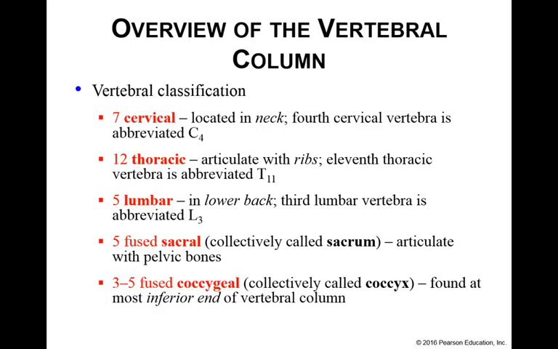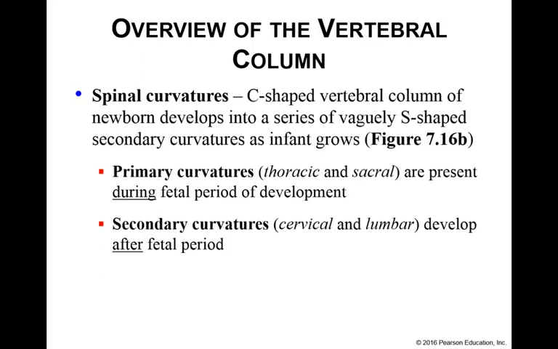The next 2 are fused bones. You have 5 vertebrae that have fused together, and they are in the sacral region. We collectively call this bone the sacrum, and it articulates with your 2 pelvic bones. And then you have the coccygeal region, which is between 3 and 5 fused vertebrae. We collectively call this the coccyx. You probably know this as your tailbone. It's at the very bottom or the more inferior end of your vertebral column.